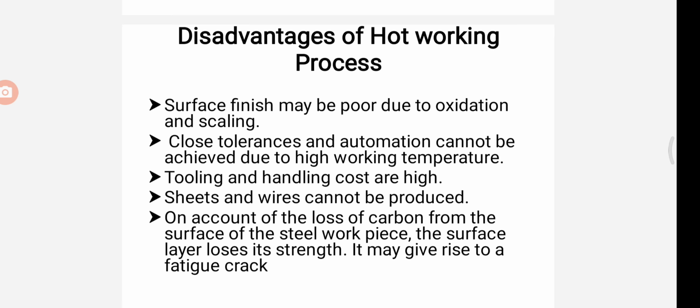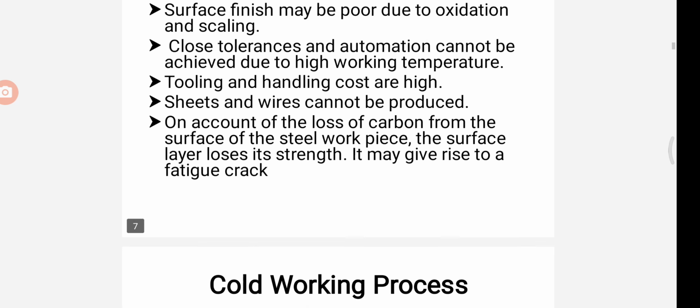Tooling and handling costs are very high. Sheets and wires cannot be produced. Why? When we do hot working on sheets and wires, they will melt, so we cannot use it. On account of loss of carbon from the surface of the steel workpiece, the surface layer loses its strength. It may give rise to fatigue cracks.